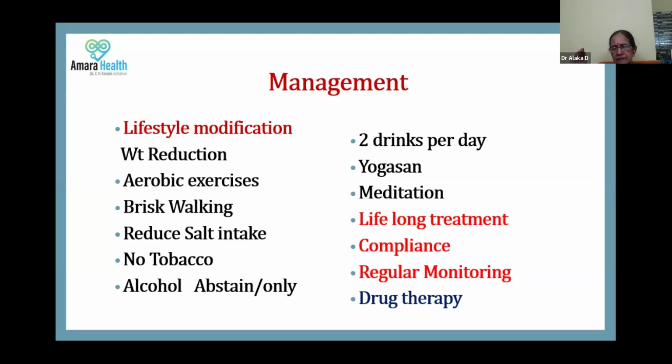So weight reduction, aerobic exercises, the best thing will be brisk walking. At least 5 days in a week, brisk walking will help to maintain your stamina, to reduce your weight, to control your hypertension, and also to control your blood sugar. And therefore, brisk walking we have to advocate to our people. Reduce the salt intake. No tobacco. Okay, and then come to caffeine and drinks. Abstinence from alcohol is the best. Abstain from alcohol. But if you just can't live without alcohol, only 2 drinks per day can be allowed.